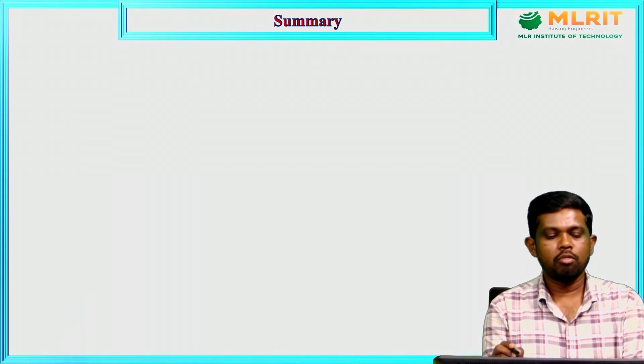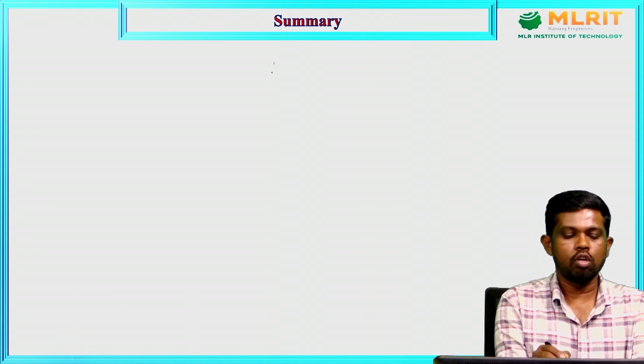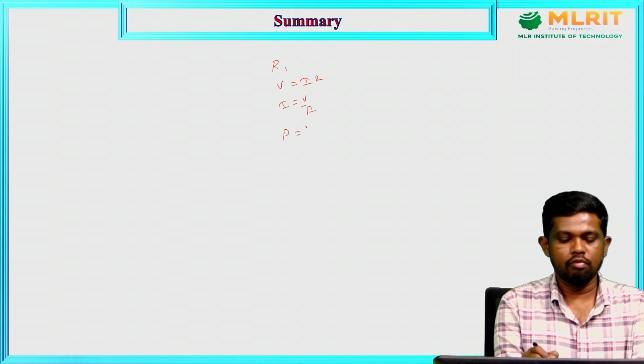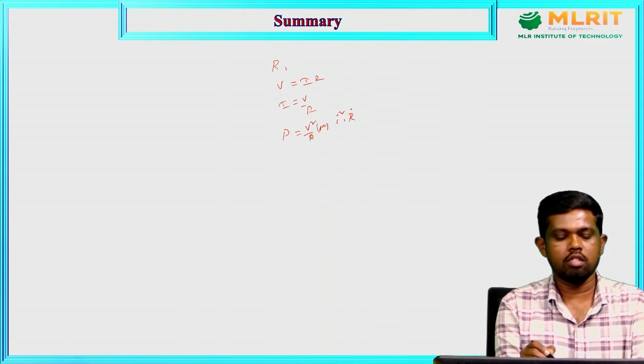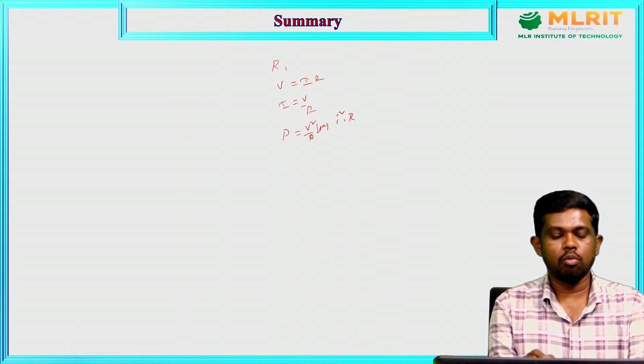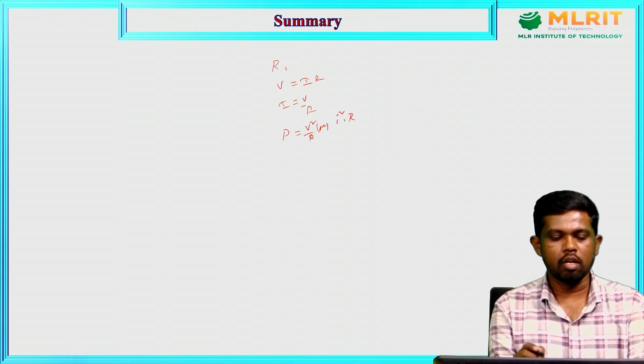The summary of this session: till now we have discussed what a resistor is. The voltage drop across the resistor is V equals IR, and I equals V by R, and the power dissipated by the resistor is V squared by R, or also I square into R. Apart from this, we have also discussed the resistivity, conductance, and conductivity of the material.